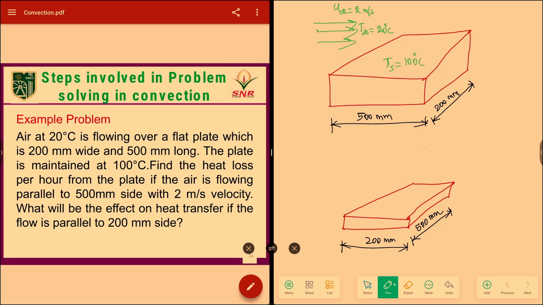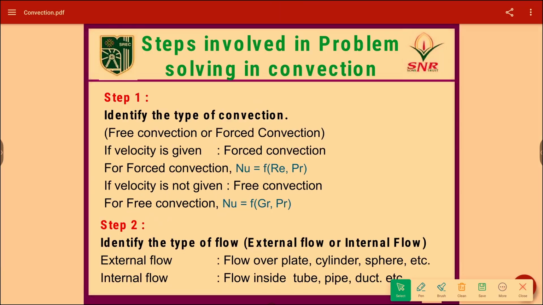Now, the second case: the orientation of the plate is changed in such a way that the air flows over the 200 mm length side, and what will be the change in the heat transfer that is going to happen? That is what we are going to analyze. So here you are going to see the procedure involved in solving this heat transfer problem. Now let us see what are the steps involved in solving the problem which I have given earlier.